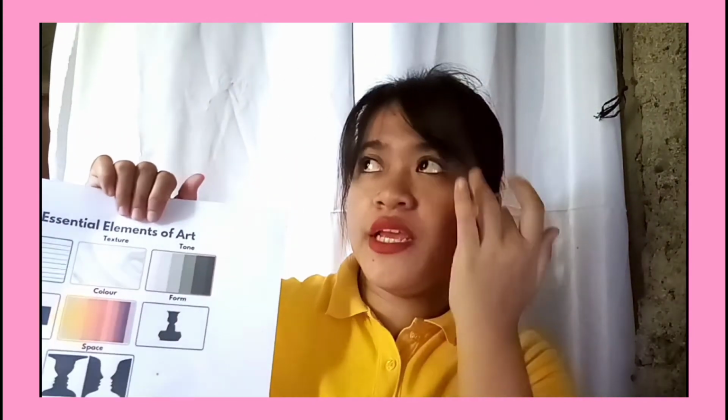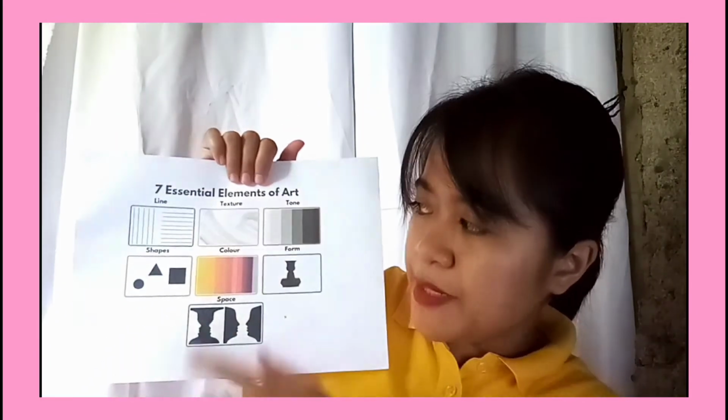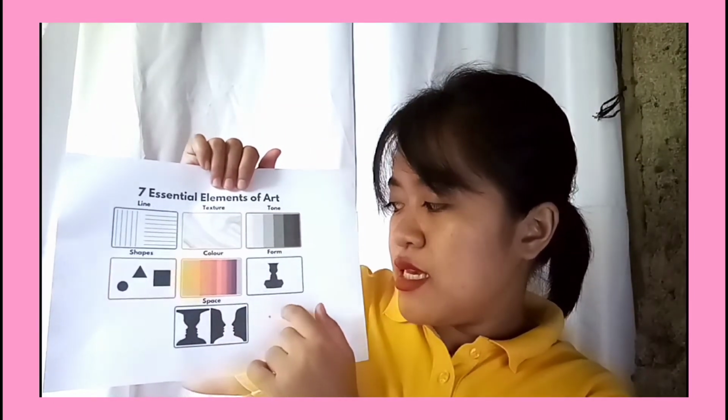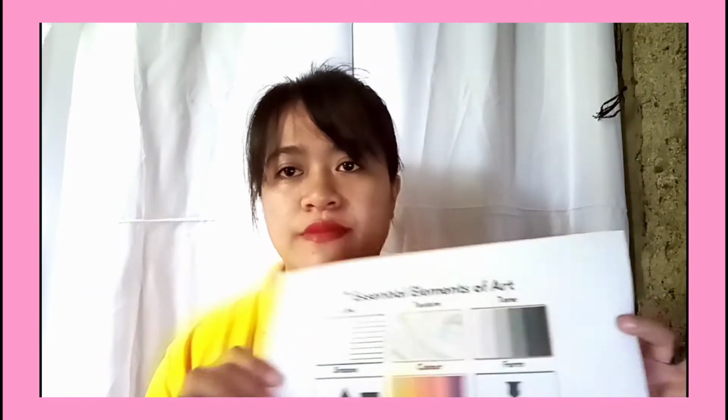So yeah, it's a very simple picture or visual activity, because as you can see there are shapes, color, form, and space. As you can see, line, texture, tone, shapes, color, form, and space. So this is very much visual symbols, right? So yeah.